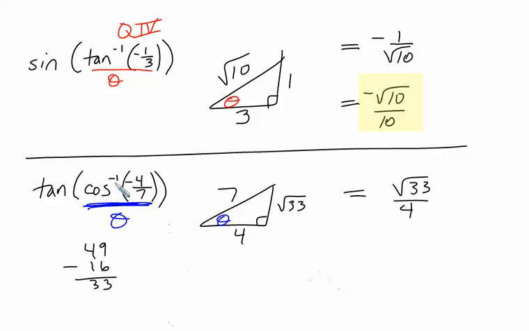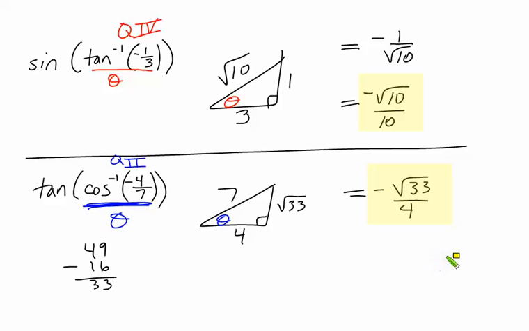But is it positive or negative? Well, inverse cosine gives us outputs in quadrants 1 and 2. Since it's negative here, this theta is going to be from quadrant 2. And in quadrant 2, tangent is also negative. So this will be negative radical 33 all over 4.